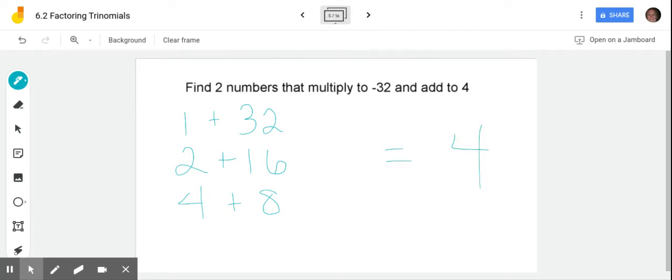Well, if I do negative 1 and 32 or negative 32 and 1, that's not going to work. Negative 2 and 16, negative 16 and 2, that's not going to work. 4 and 8. If I do negative 4 and positive 8, that is going to give me positive 4. So negative 4 and 8 are the two numbers that I was looking for.